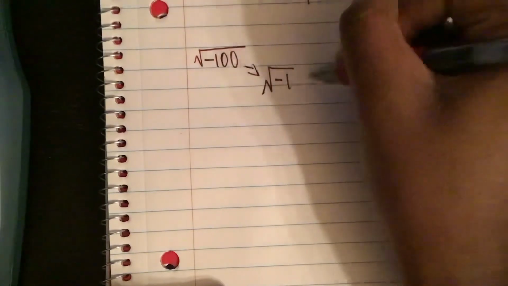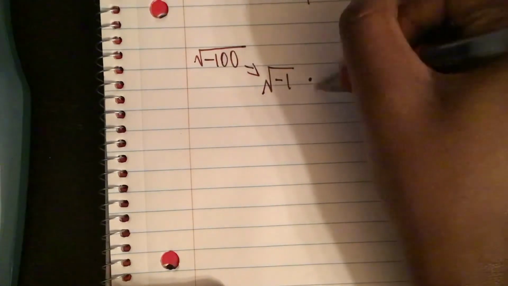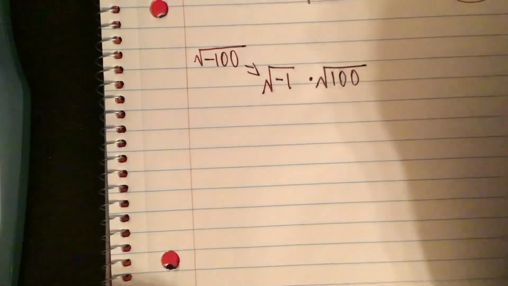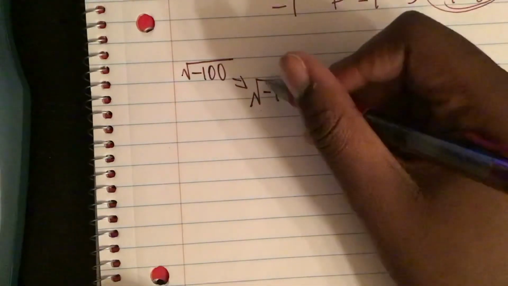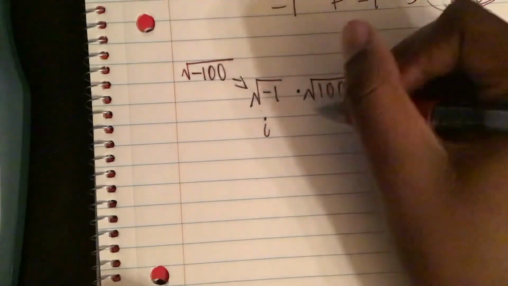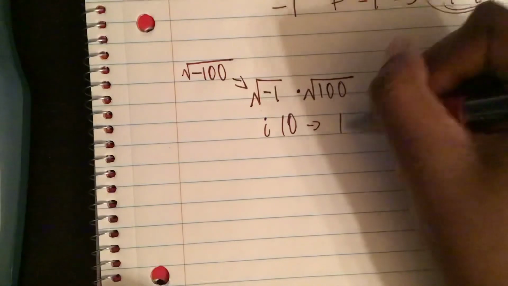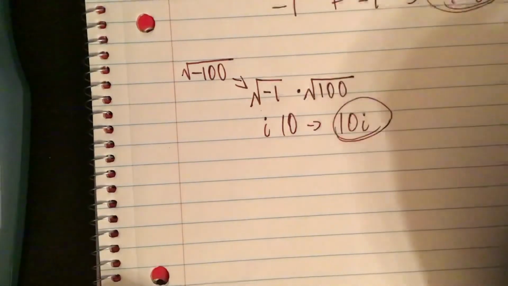Can we solve that? Here's how we do it. Split it up into a complex number and a rational number. Okay, so the square root of -1 equals I. The square root of 100 equals 10. So the answer is 10I.